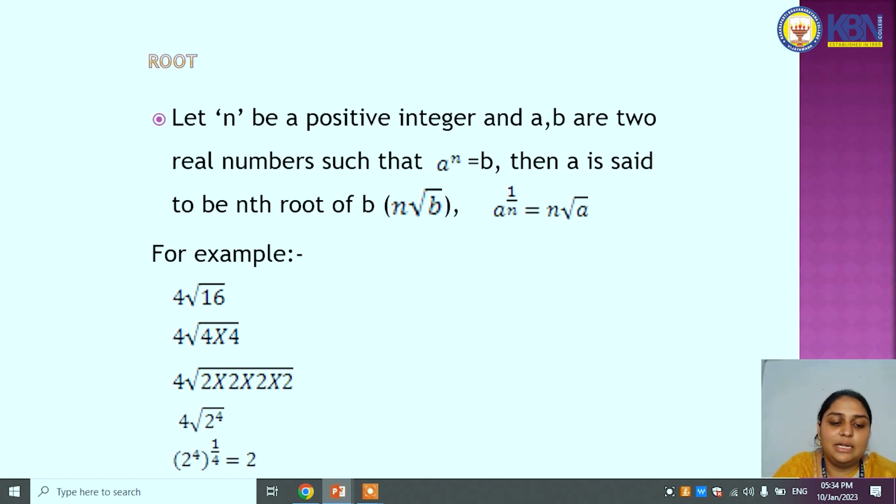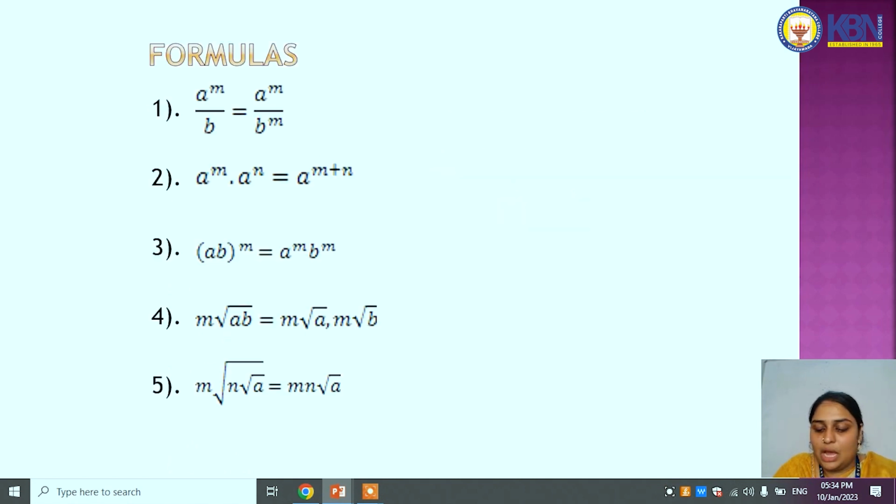Then the result is 2. Here we used the formula (a^m)^n, which is equal to a^(mn). And next we have some formulas in this section. First one, a^m / b^m, can be written as (a/b)^m.